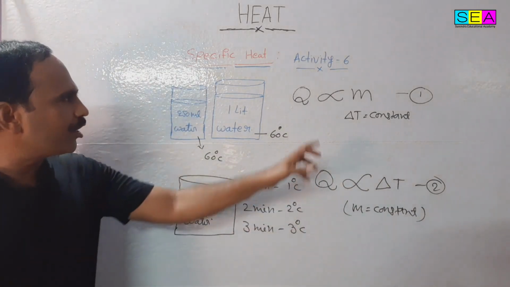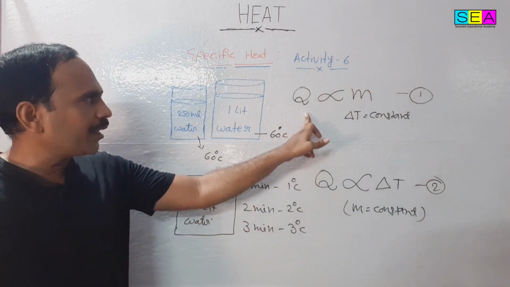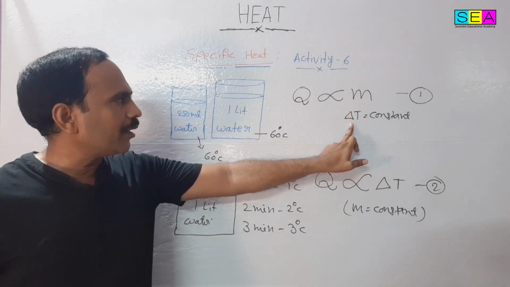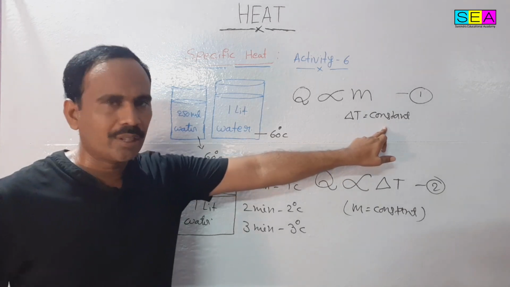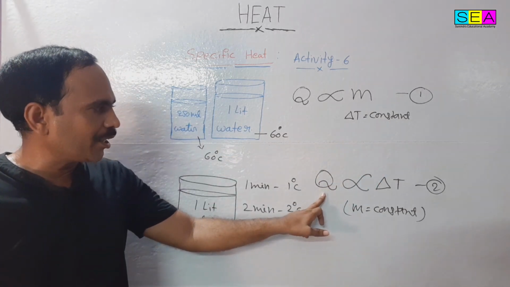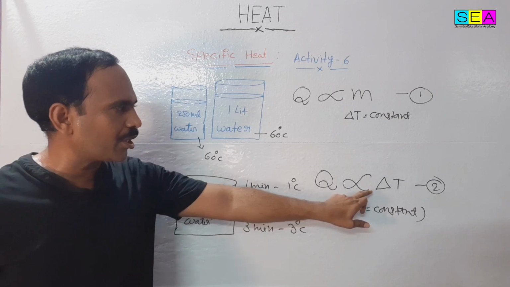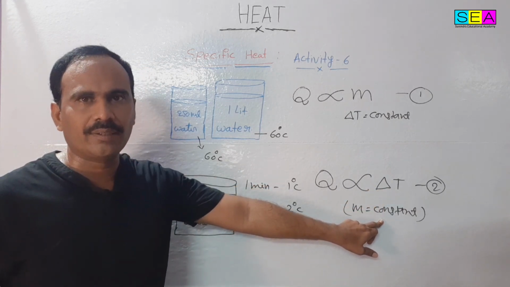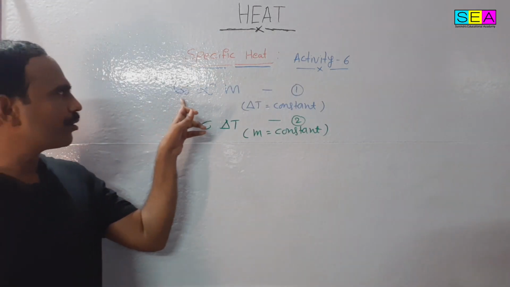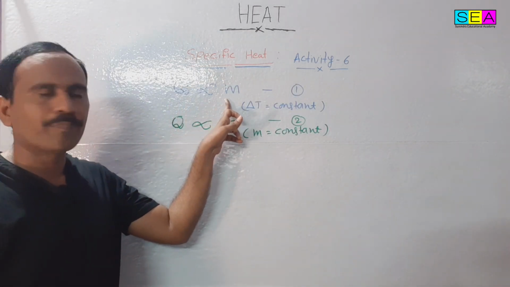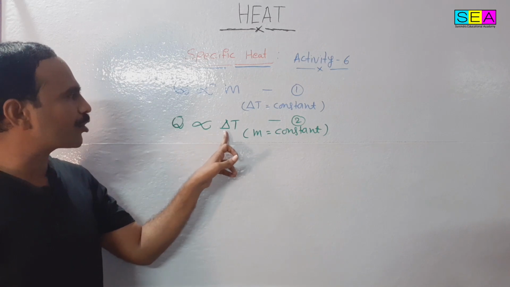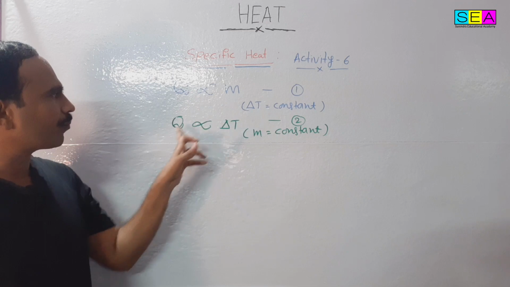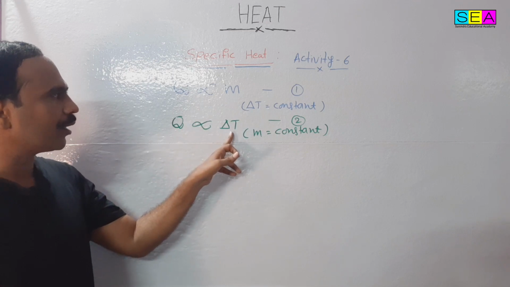So in the first equation, quantity of heat energy is directly proportional to mass of the object when change in temperature is constant. In the second equation, quantity of heat energy is directly proportional to change in temperature when mass is constant. So Q is directly proportional to M, and Q is directly proportional to delta T.